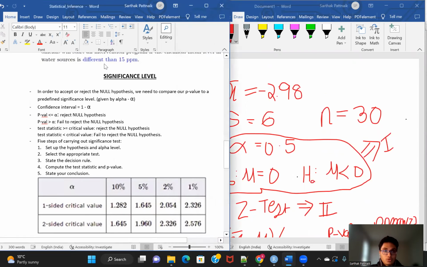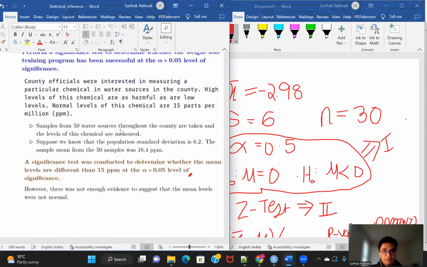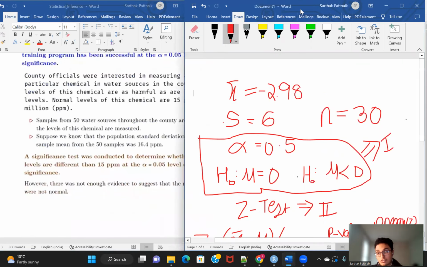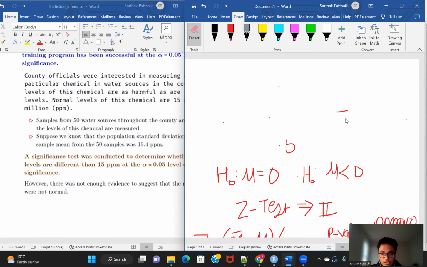Now we will go over one more question, but this time rather than having it one-sided, we'll be having it two-sided. So let me rub all of these off so that we can begin fresh for the new question.